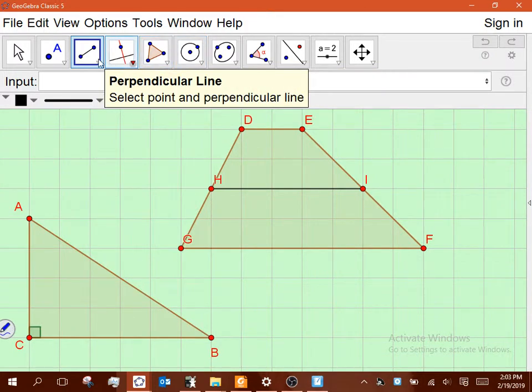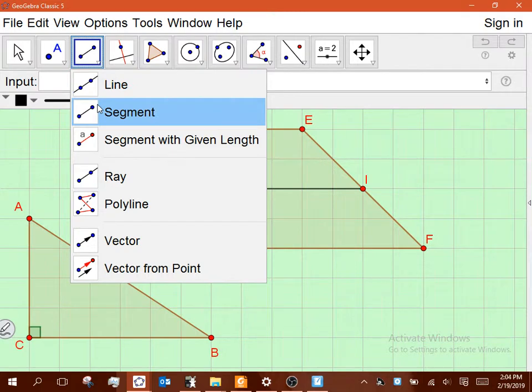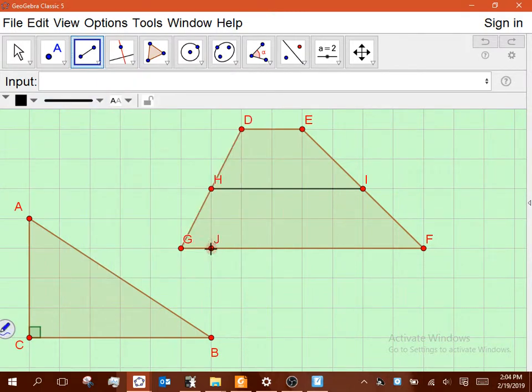Length times width, right? Base times height, however you want to view it. I'm going to do this. I'm going to put a segment in right there, and we'll put a segment in right there. And we can do this for every single trapezoid we ever come across.